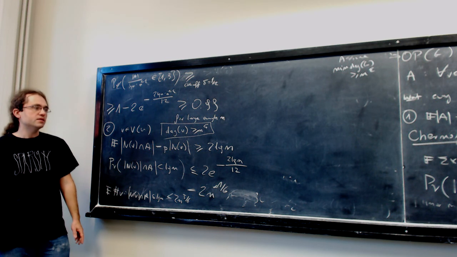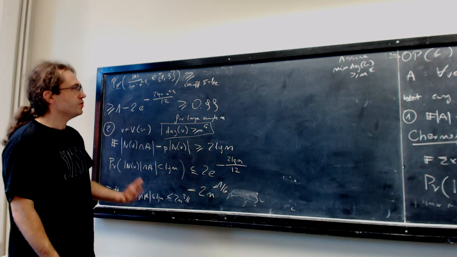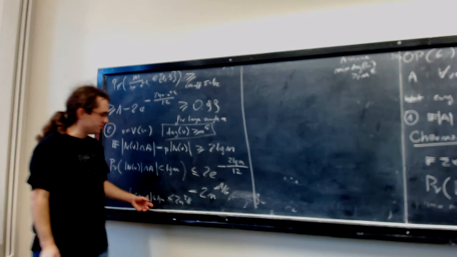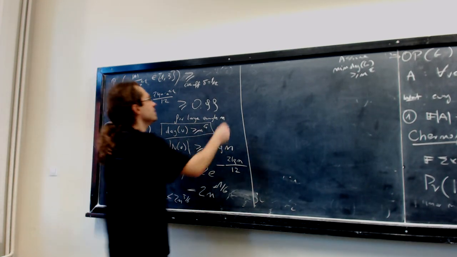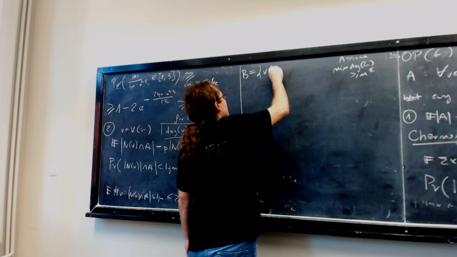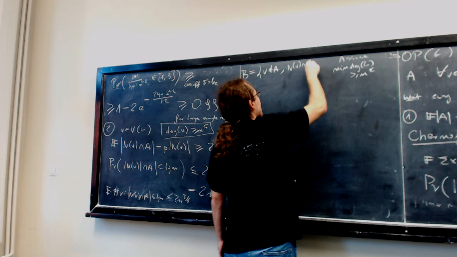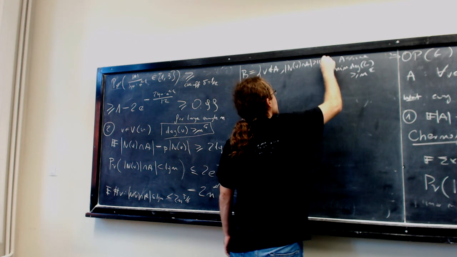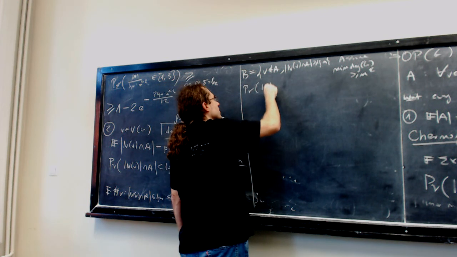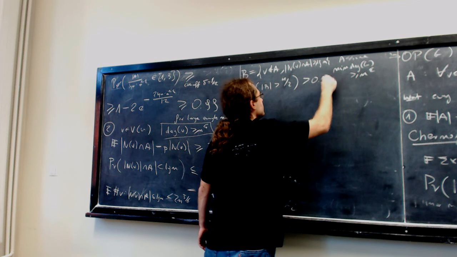Okay. So what I want to say, and I want to skip yet another Chernoff here, is that if I define the set B, these are the guys which are not in A, but they have got a lot of neighbors in A. This set is large. The probability that the set B is more than half of the vertices is more than 0.99 for large enough n.